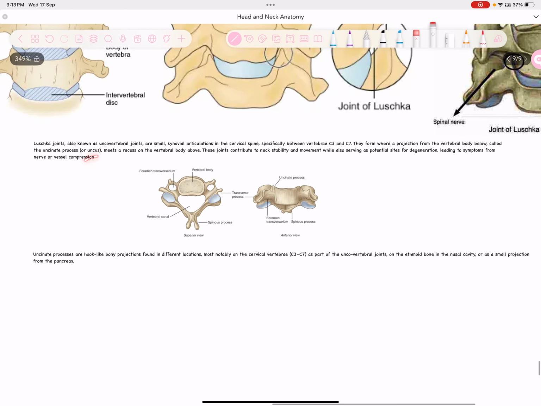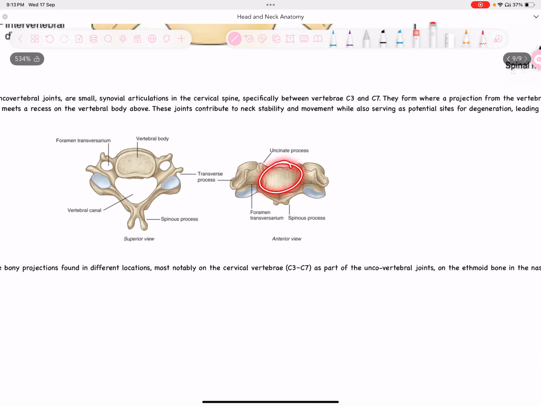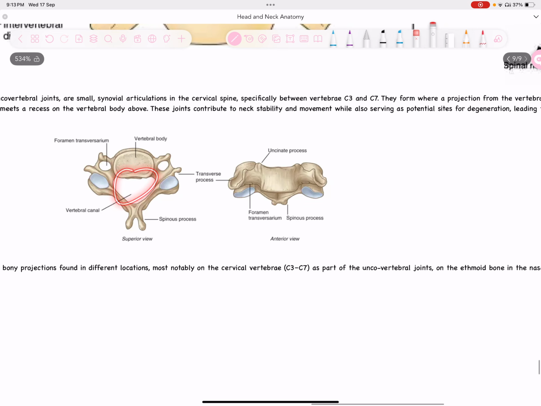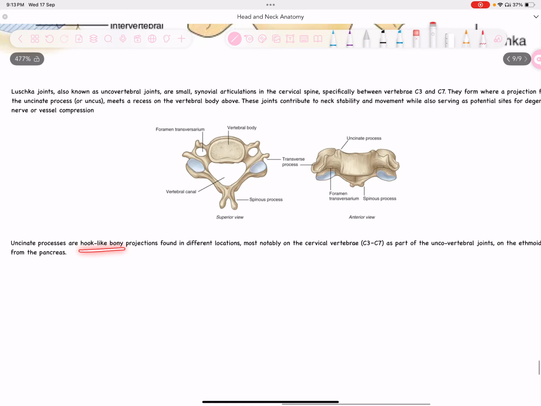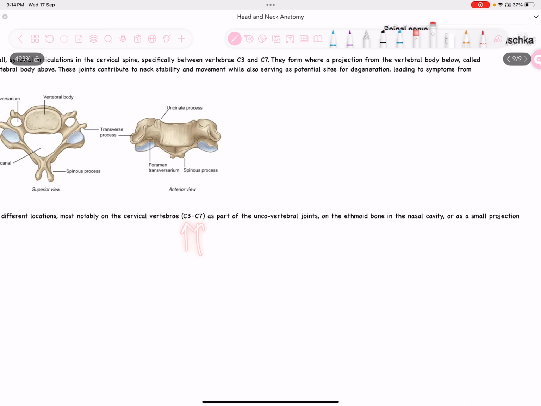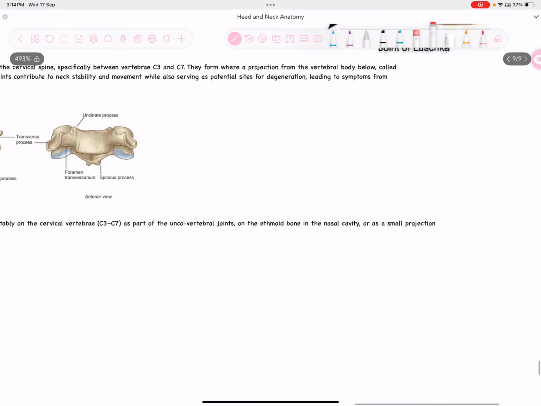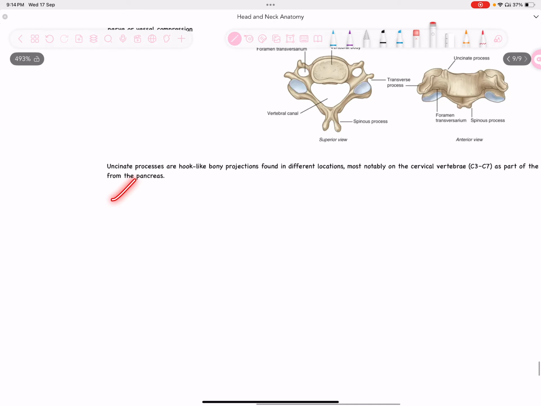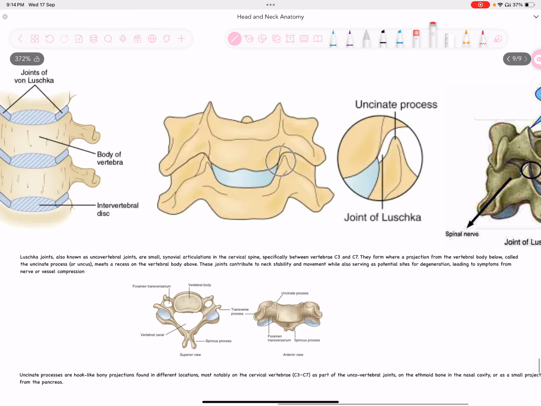Again, here also you can see this is the vertebral body. That's the uncinate process. This is the vertebral body, and superiorly you can see the uncinate process will be here somewhere, lips. So they are basically hook-like bony projections that are found in different locations in the body, most notably on the cervical vertebrae from C3 to C7. And keep in mind that C3 to C7 form Luschka joints at the point of uncinate process. Also, these hook-like processes, uncinate processes, are also found in the ethmoid bone in the nasal cavity, or as a small projection from the pancreas. So they're found in three regions in the body. Uncinate processes I'm talking about.